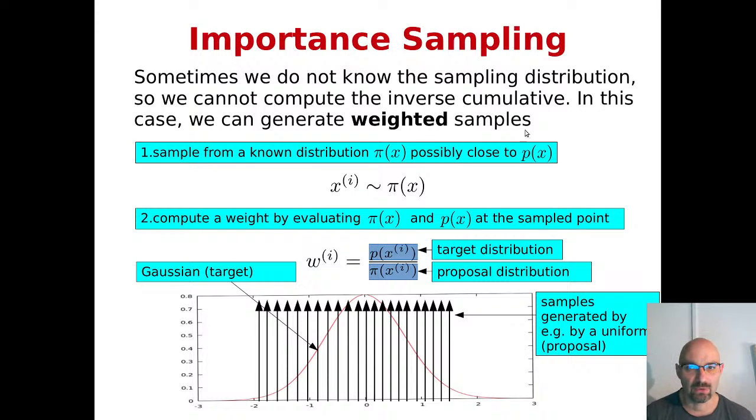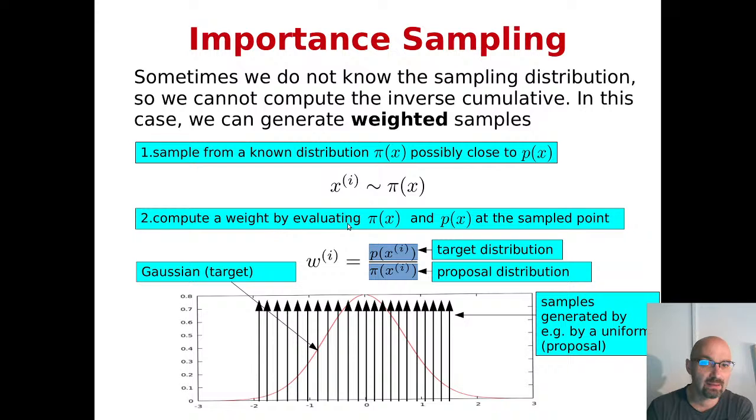Now, having said so, a way to draw a weighted sample from P consists in drawing a sample from pi of X. So imagine you're generating the sample from the uniform distribution that covers all the area of P of X, all the area where we know P of X is active. Okay? You generate this sample, this number, but then this number is drawn from a restricted uniform, not drawn from P, right?